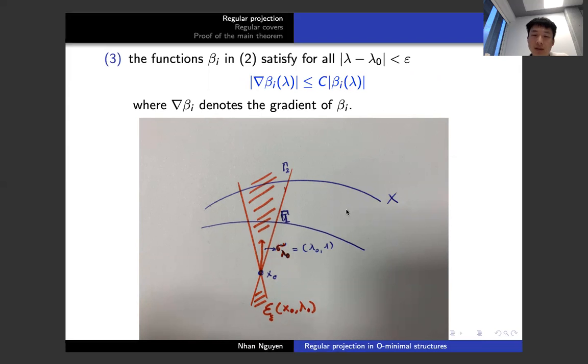So what is the geometric meaning of condition 3? It means we can shrink the cone a little bit such that the intersection between the cone and X can be considered as the union of disjoint graphs of Lipschitz functions.